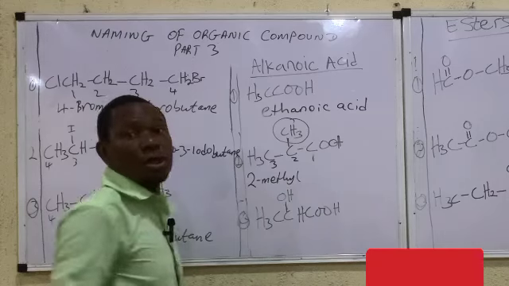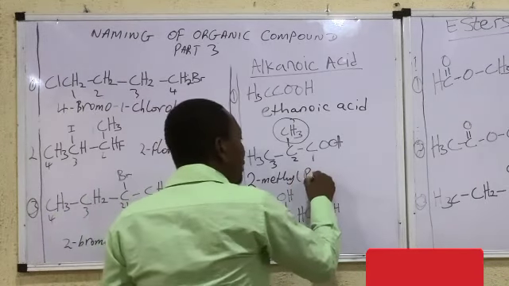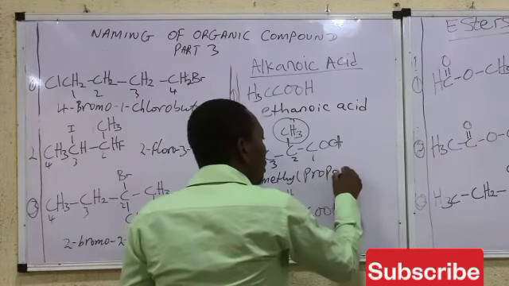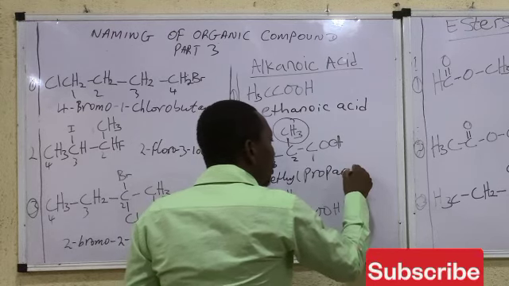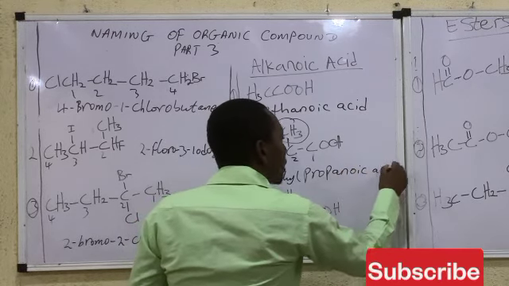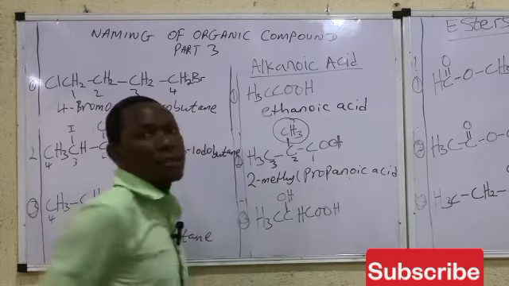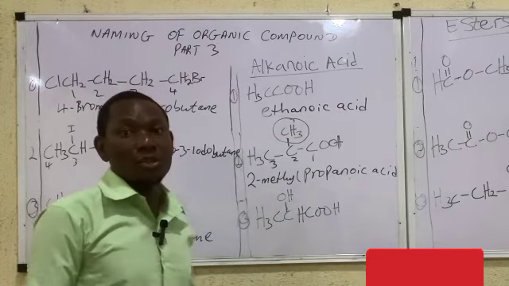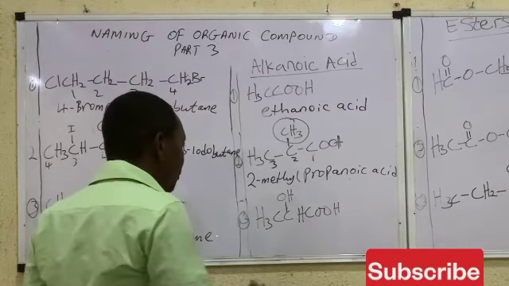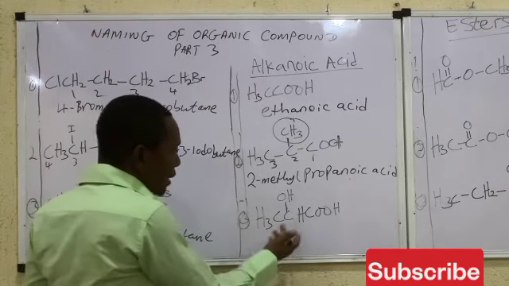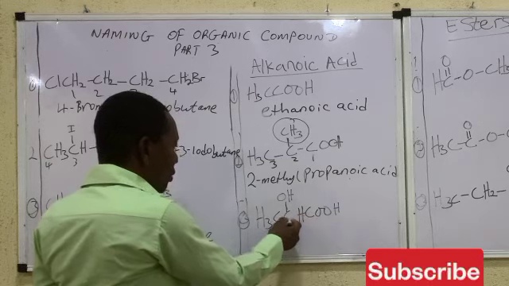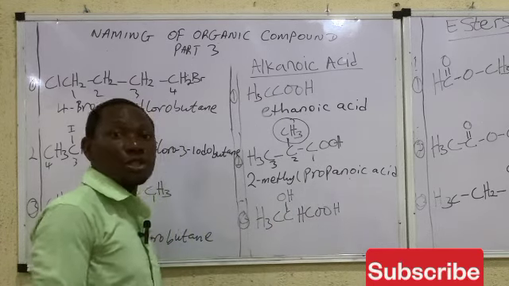1, 2, 3. The longest chain is what? 3. So propanoic acid. In some cases, some will say propa-1-oic acid, but it's not really necessary. All right. So this one we have 1, 2, 3. The longest chain is 3.